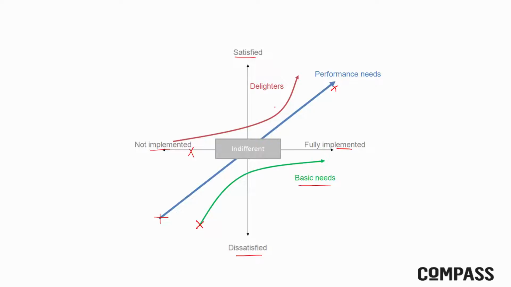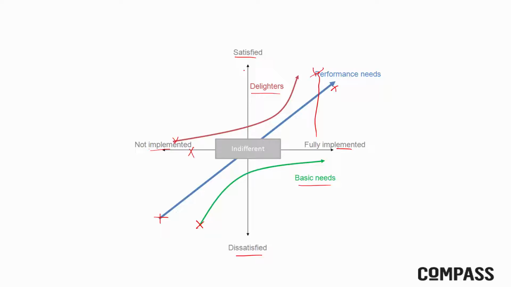And then we have delighters. Delighters are something that you didn't expect, but you get anyway in the product. If it's not implemented, because we didn't expect it, we won't be that dissatisfied. But if it's implemented, we will be very satisfied, and it can increase the satisfaction compared to performance needs. So delighters can sometimes be very expensive, but it can be the one thing that gets communicated in the press or what the customers remember.